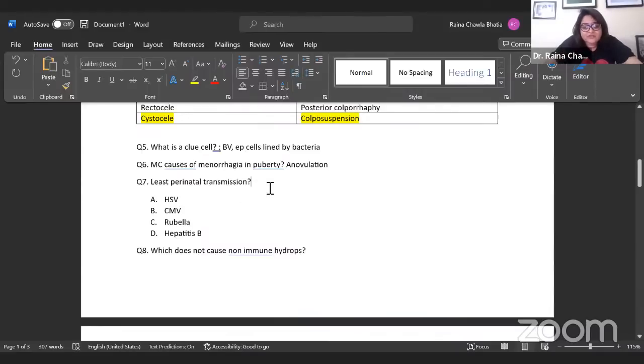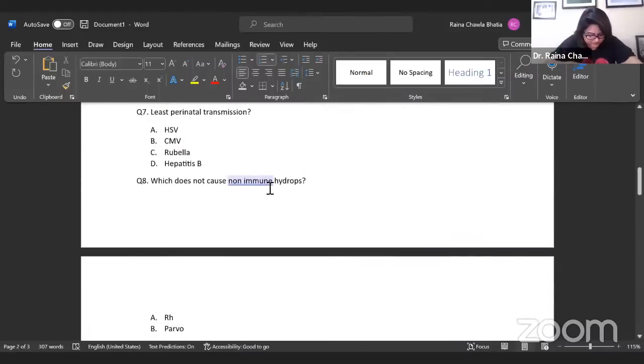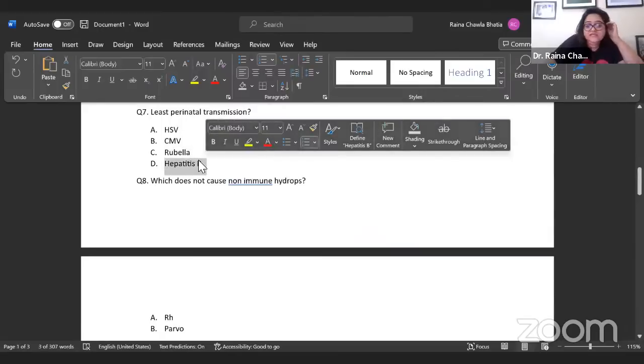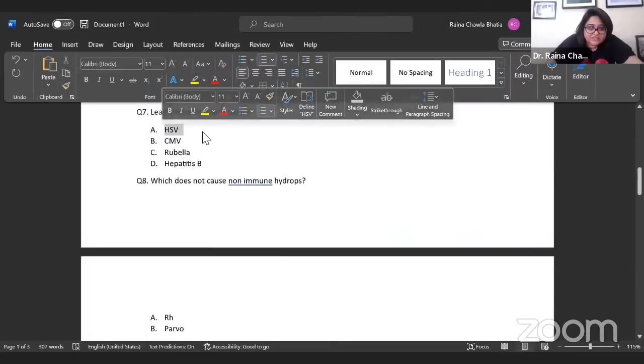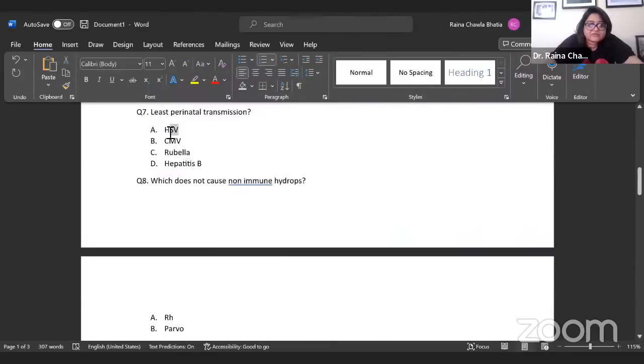Then there's a question on least perinatal transmission. Okay, so least perinatal transmission would be, so we know CMV has the highest risk. Rubella also has a very high risk. Hepatitis B also has almost 80%. Now, herpes simplex has a very high intrapartum transmission, not an antepartum transmission. So I'm thinking maybe the question was antenatal. Okay, because HSV, especially primary HSV with lesions, has a high intranatal risk, but antepartum, the risk of transmission is hardly 2 to 3%. So if we go with that, HSV should be the correct answer.